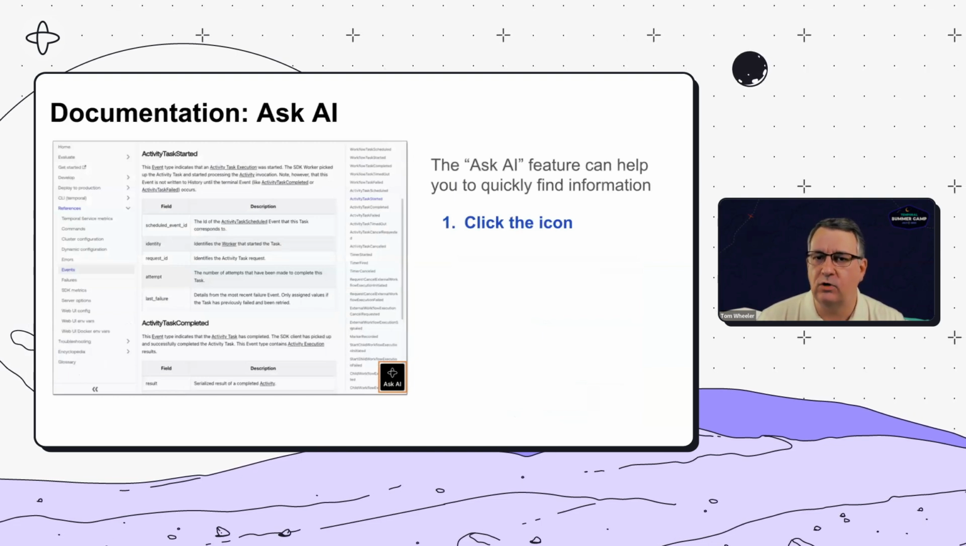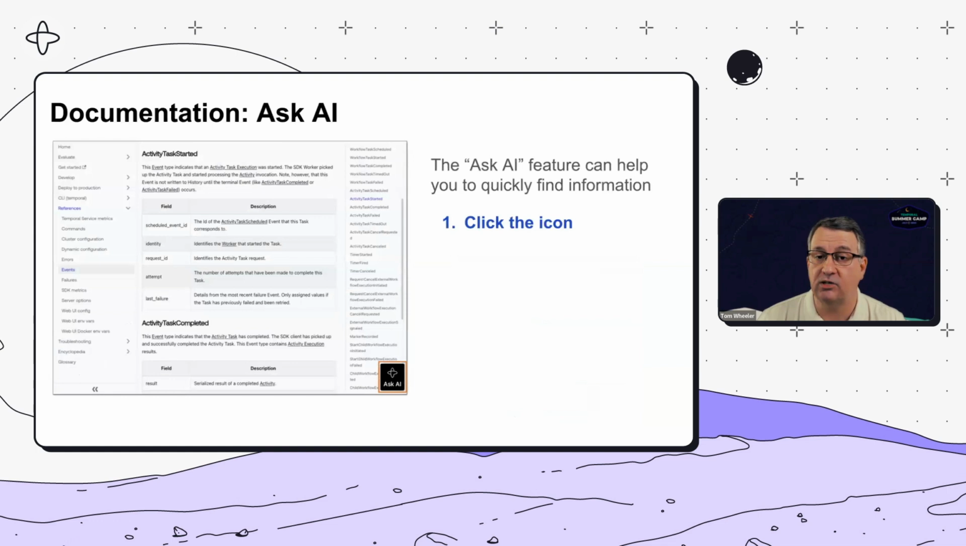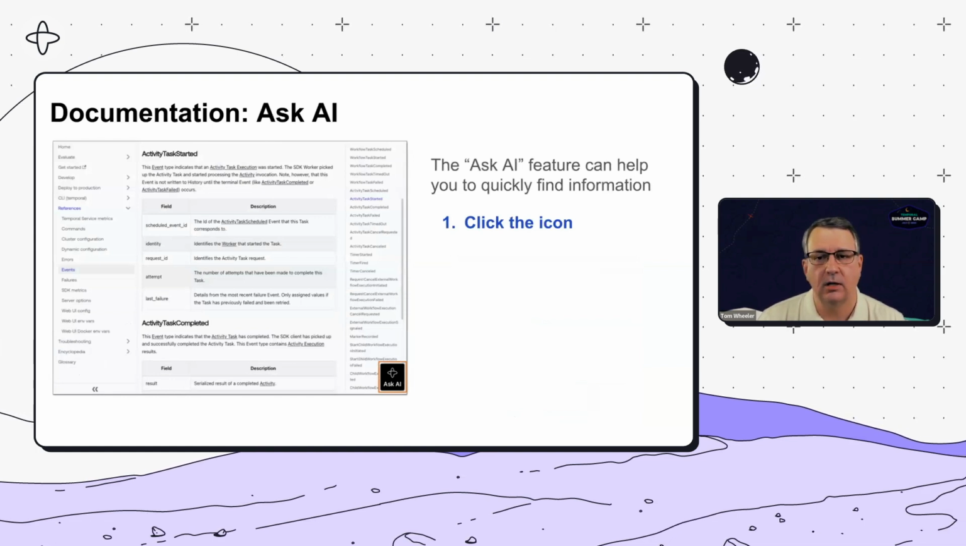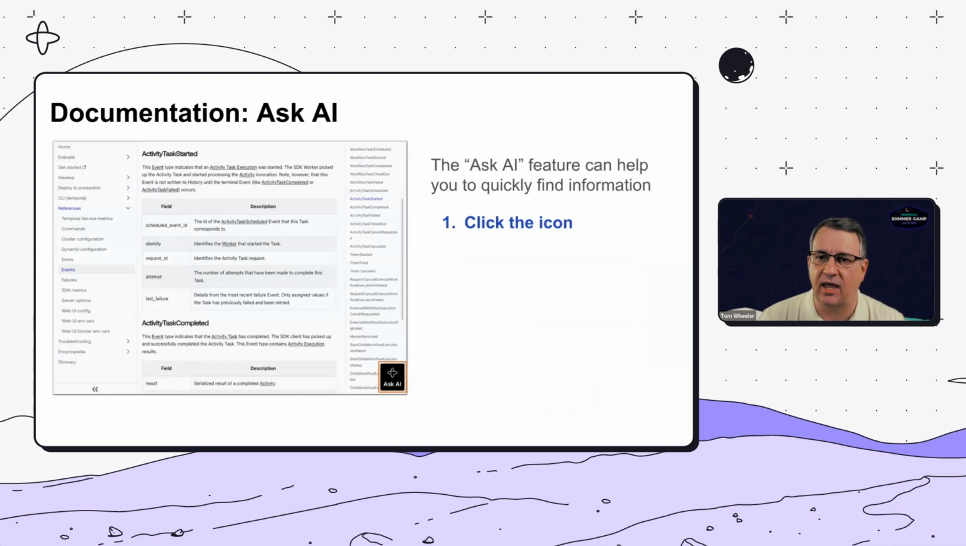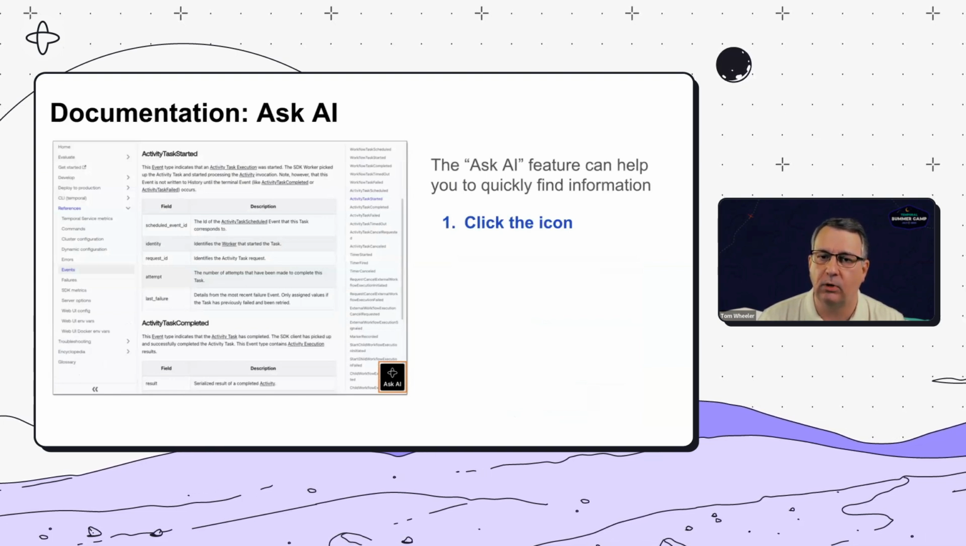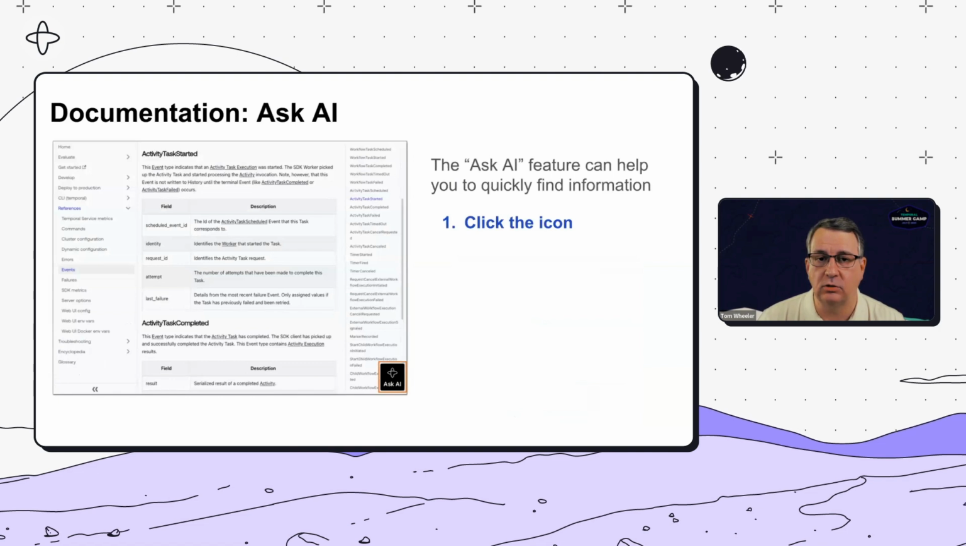Search is great if you know the keyword to look for, but that's not always the case. A lot of times, and especially when you're just getting started, you just have a question and you're looking for an answer. That's where the Ask AI feature in the documentation can help you. You just click the Ask AI icon in the lower right corner of the page.